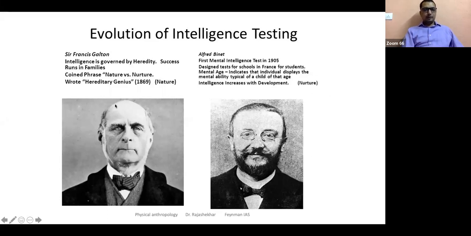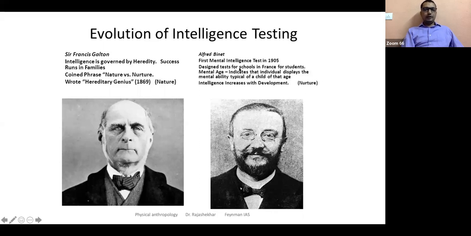As I was telling you, Francis Galton is a supporter of nature. He even wrote a book called Hereditary Genius in 1869, supporting his concept of nature, the role of genes in defining characteristics. And he went even further, saying that they would define your success and superiority. Whereas on the other side, Alfred Binet believed in nurture playing an important role.